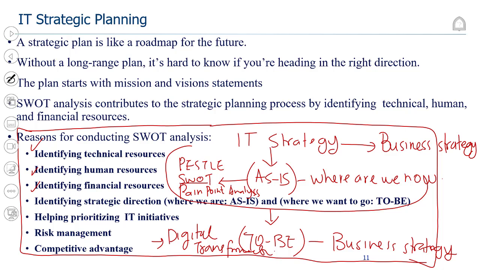We need to be able to identify the strategic direction. Where are we now? That is as I was talking about, and where do you want to go? That can only be done by doing the SWOT analysis, okay? By doing SWOT analysis, we can also help prioritize our IT initiatives, okay? And we can also do risk management. We can also have competitive advantage as a result of that.